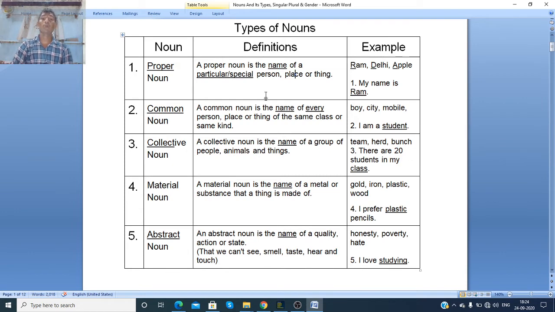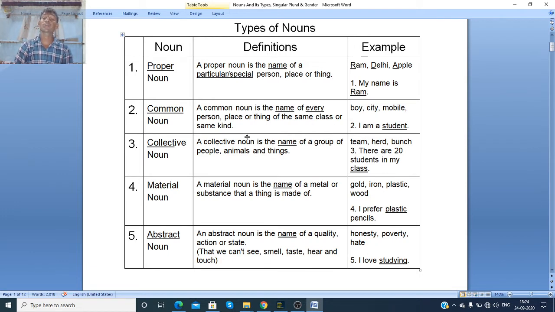Proper noun. A proper noun is the name of a particular or special person, place, or thing. A particular name of a person, like Ram; a particular place, like Delhi, Jaipur, Hong Kong, Switzerland; a particular thing, like apple, mouse, banana, book, pencil, etc.